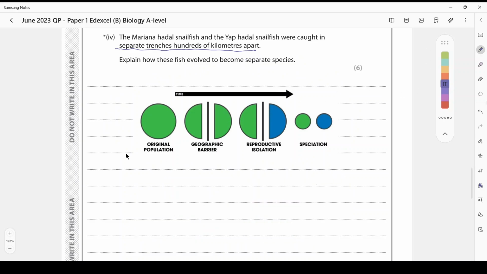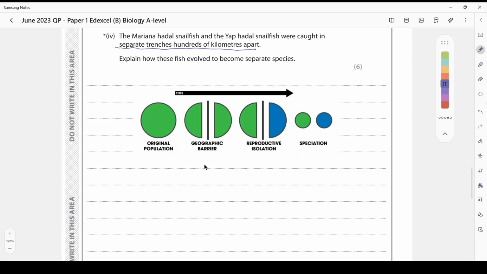So what happens in allopatric speciation is you have the common ancestor that lived in the same area. And then a geographical barrier occurs. In this case, this geographical barrier created these separate trenches, right? And because of that, these two regions now experience different selection pressures. So maybe the food that is available there is different, or the predators that are present in the two regions are different, right? And because the selection pressures are different, the traits that allow them to survive would be different. And then that's where we talk about natural selection.